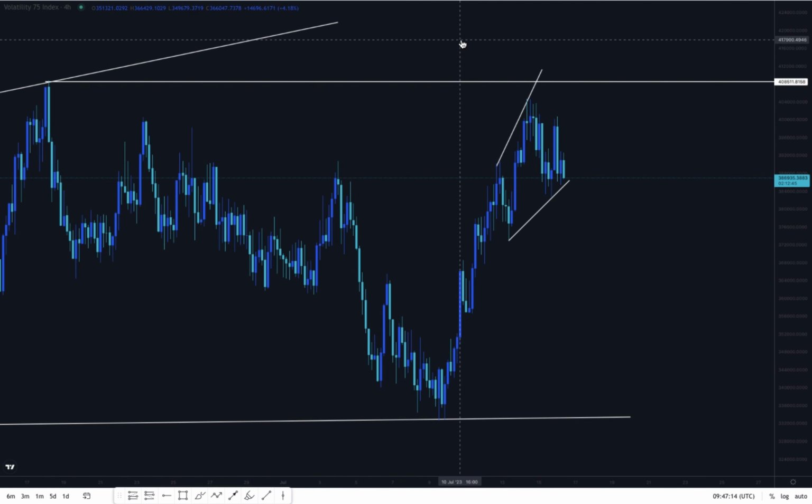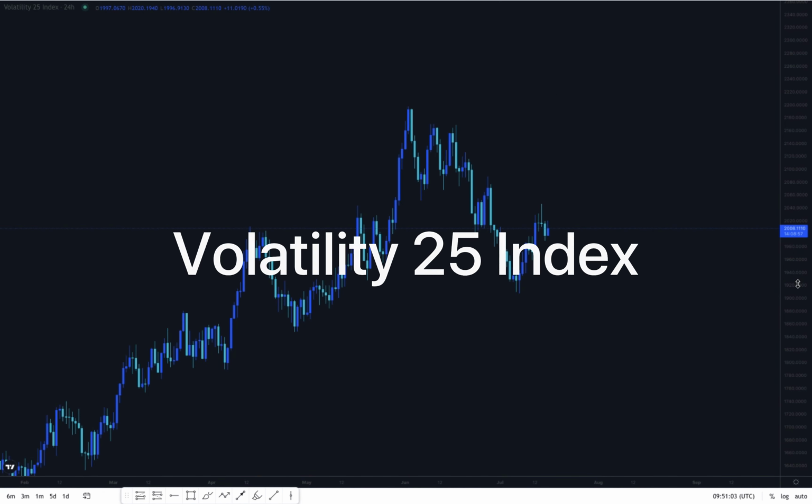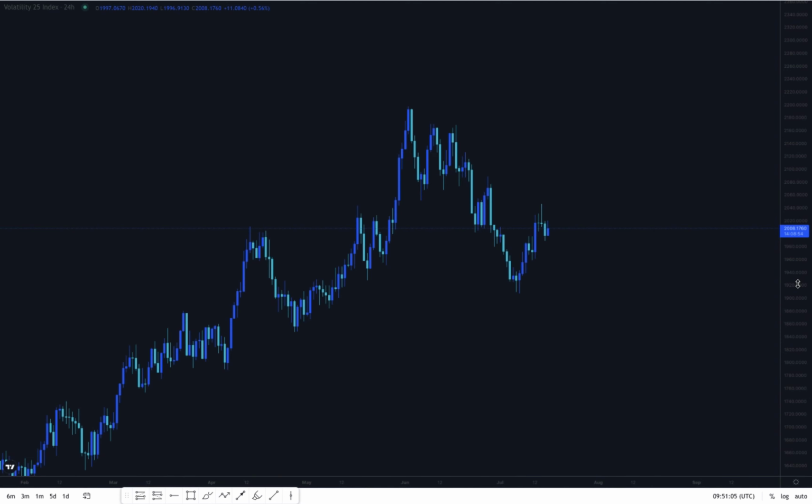Let's look at Volatility 25 index. Alright people, so this is Volatility 25 and we are still on the 24 hour. As you all know, Volatility index 24 hours is the highest. I would have loved to go on the weekly because we are looking at directional biases, but 24 hour is the highest time frame that is provided on the Deriv TradingView implementation.